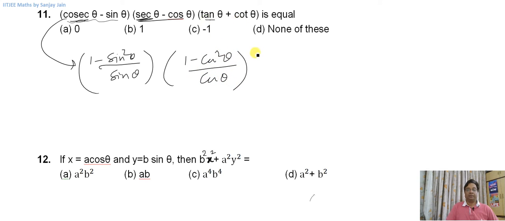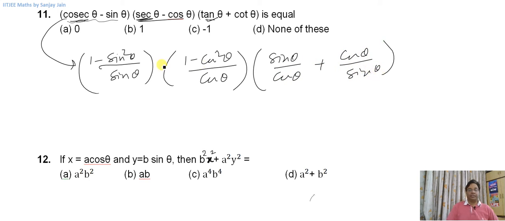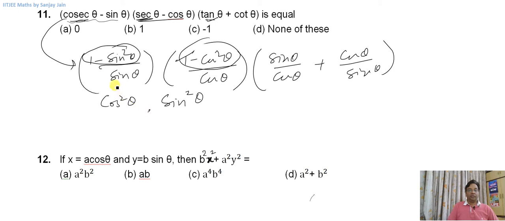Tan and cot, if I bring in sine and cos, sine by cos is tan, and cot theta is cos by sine. Now if you see, this is nothing but cos square theta and this is nothing but sine square theta. So I can write cos square theta and here it is sine square theta. Okay, in the denominator I've got sine theta and cos theta, so let me write it here, sine theta cos theta.